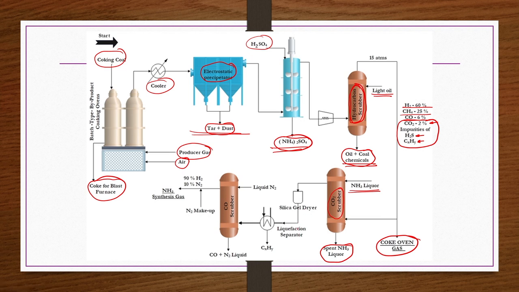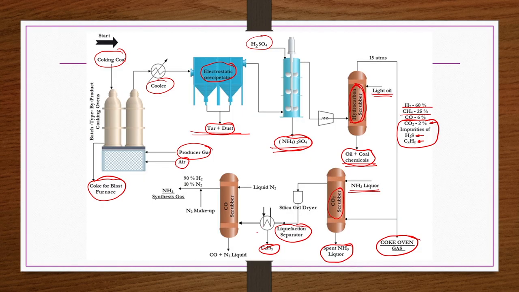Then after this, you pass those gases through a liquefaction separator, where hydrocarbons are liquefied and separated out. Then what remains is H2, CO, CH4, these things only.